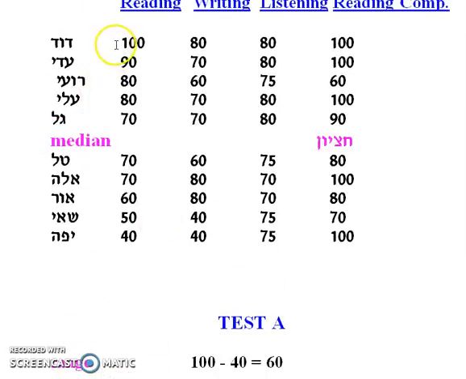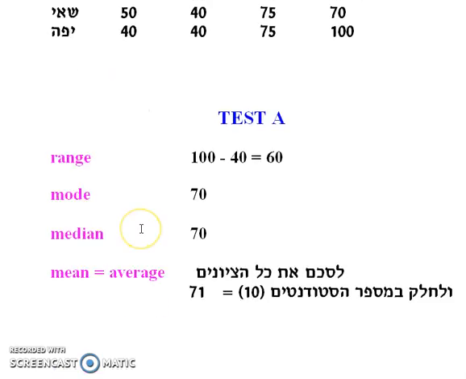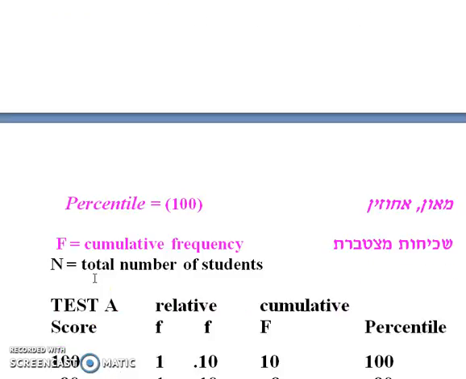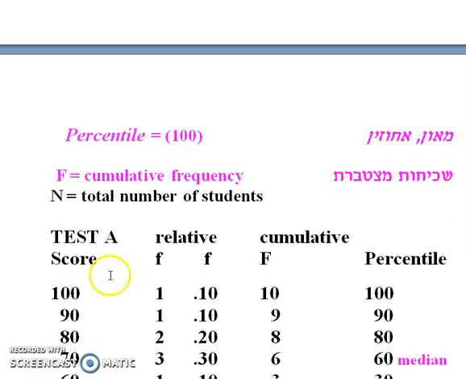You add up all the grades between 100 and 40, and then you divide by 10. And then you see these are all kinds of averages. The mode is 70, the median is 70, and the mean is 71. The most accurate is the mean average. There is also the percentile.